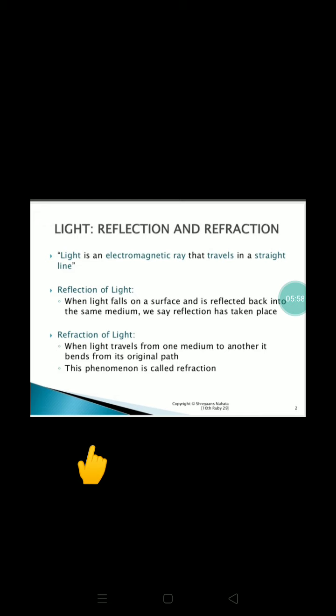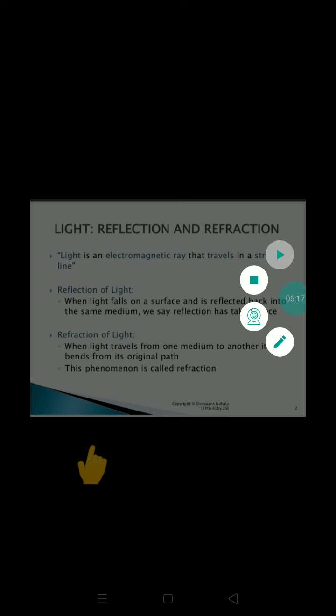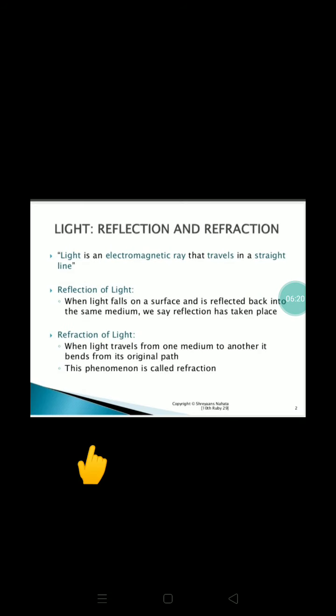We are already familiar with the term reflection. In the 9th class we studied about the reflection of sound, and in the lower classes we already studied the reflection of light. But once again I will repeat what is reflection of light. Dear students, do you know what is reflection of light?